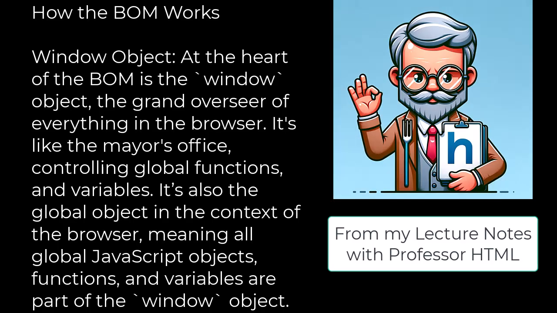How the BOM works. 1. Window object. At the heart of the BOM is the window object, the grand overseer of everything in the browser. It's like the mayor's office, controlling global functions and variables. It's also the global object in the context of the browser, meaning all global JavaScript objects, functions, and variables are part of the window object.